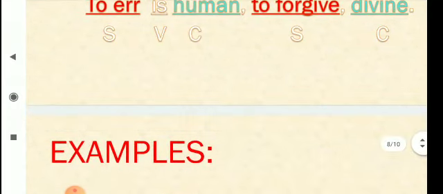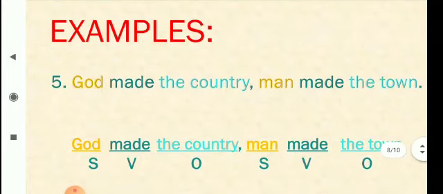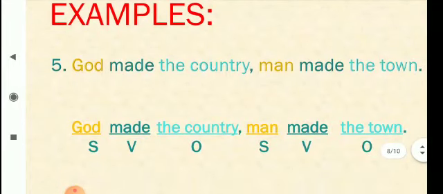Let's take up one more example. God made the country and man made the town. God made the country, man made the town. You see, in the first clause, we are talking about God, and in the second clause, we are talking about a human being. Contrary ideas, opposite meaning. The country means countryside, rural areas, right? And the town, town means urban area.